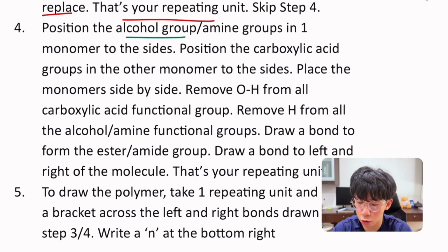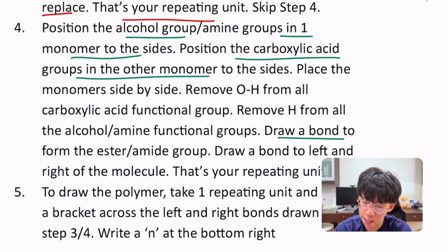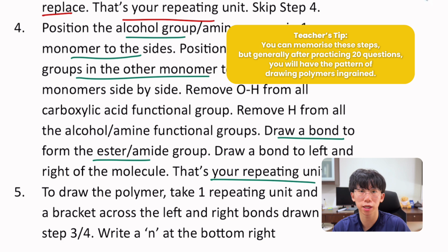So you need to position the alcohol group in one monomer to the side and position the carboxylic acid in the other monomer to the side, and then do the reaction and then form the bond. That is how you draw your repeating unit. Don't worry if this is all confusing. I'm going to explain it in some examples on the right later on.